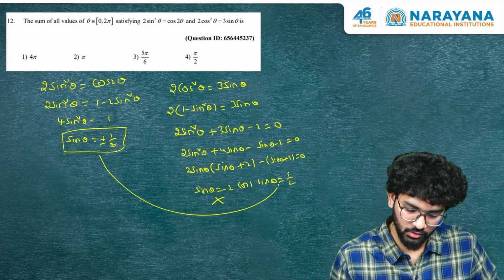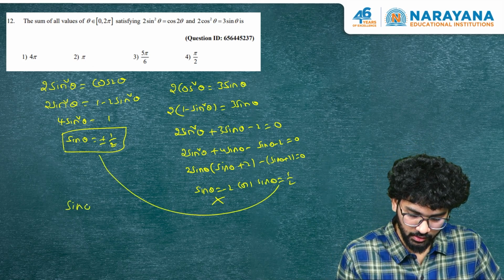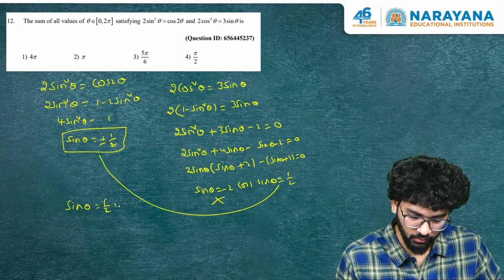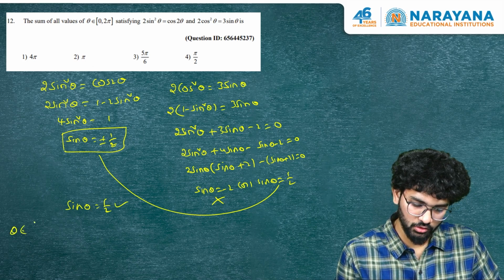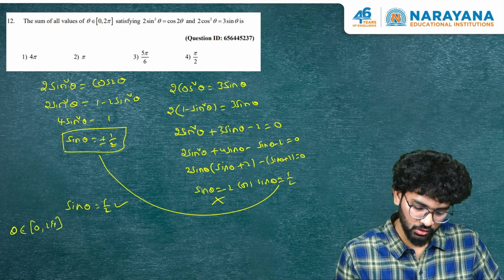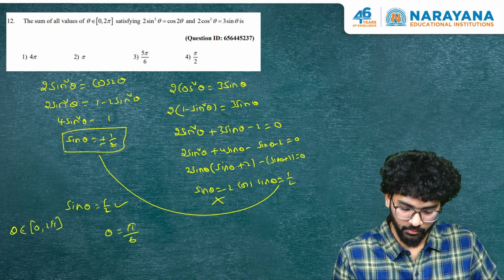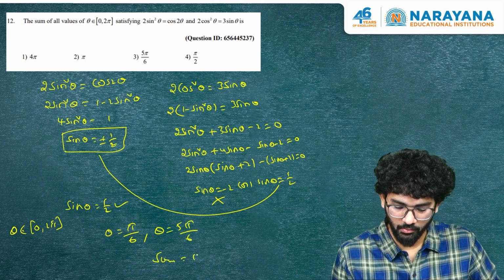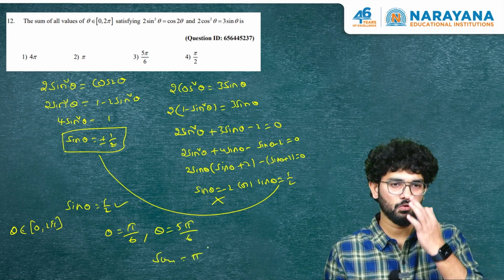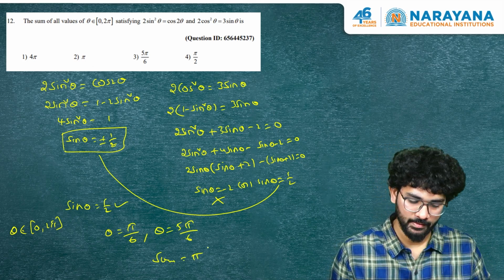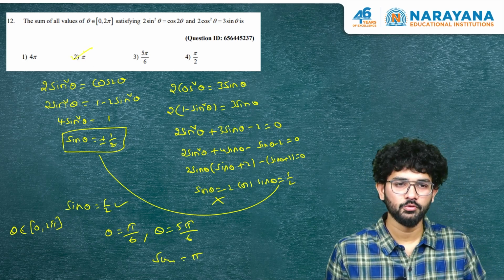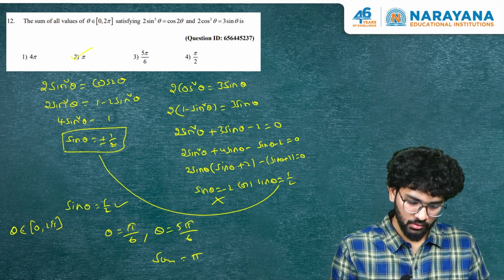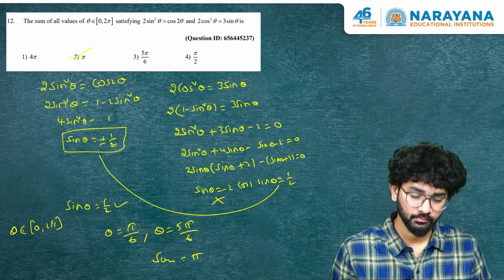So from these two equations, the common value is sin theta equal to 1 by 2. And he has given theta belongs to 0 to 2 pi. So in 0 to 2 pi we will have theta equal to pi by 6 and theta equal to 5 pi by 6. So the sum of those values will be pi. So the sum of the values satisfying that will be pi, option 2. So let's go to the next problem.